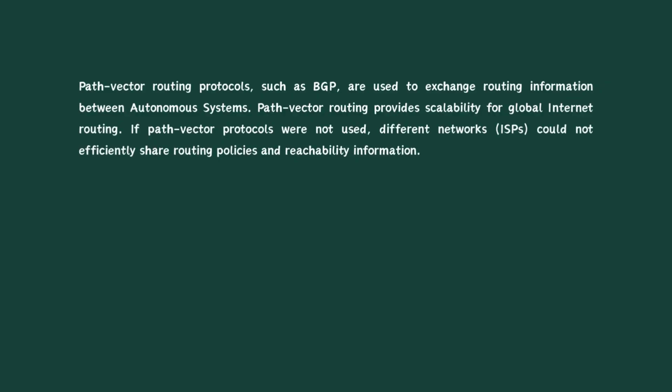Path vector routing protocols, such as BGP, are used to exchange routing information between autonomous systems. Path vector routing provides scalability for global Internet routing. If path vector protocols were not used, different networks could not efficiently share routing policies and reachability information.